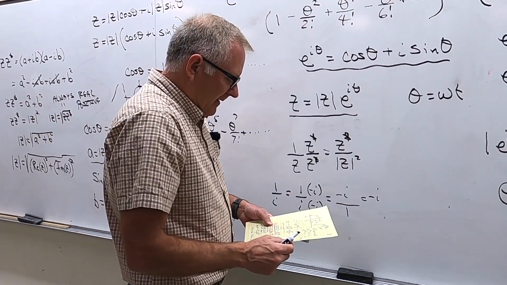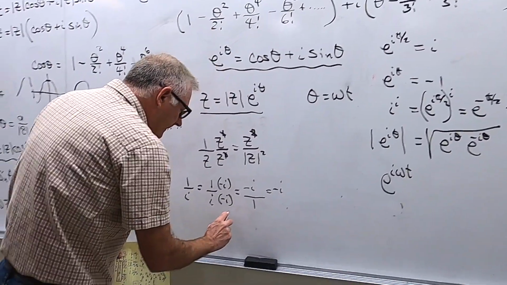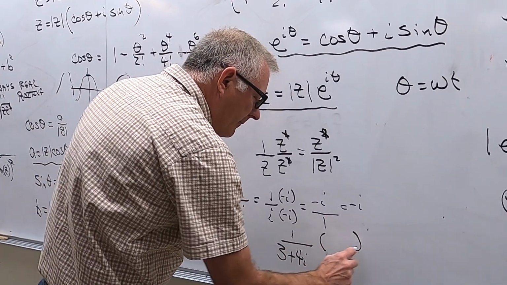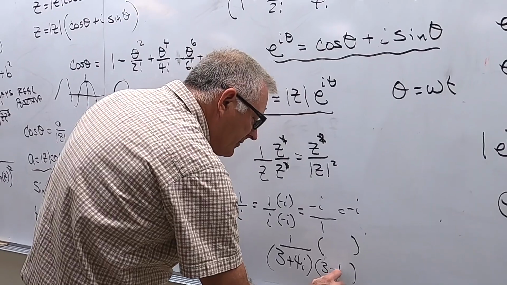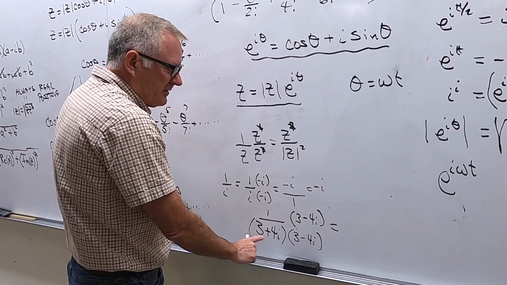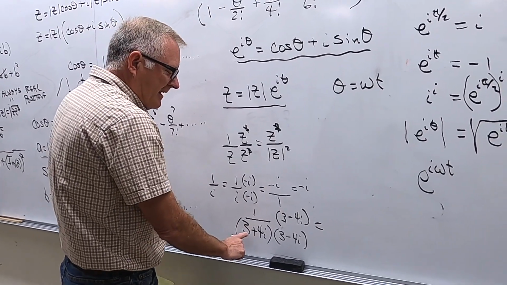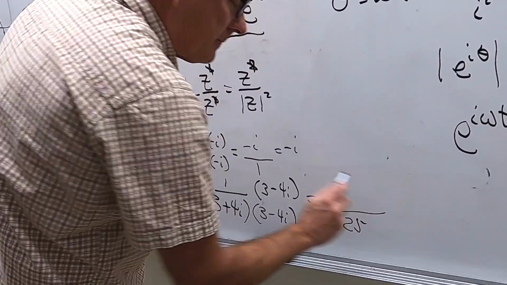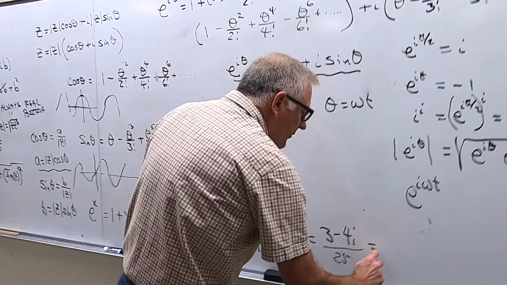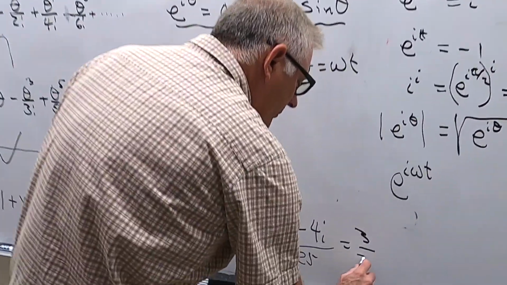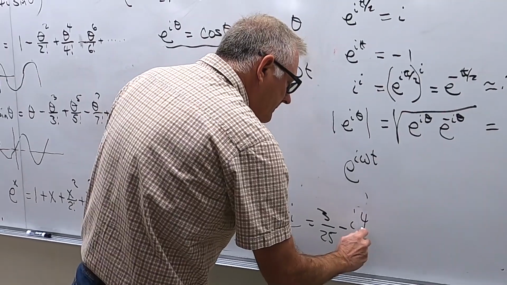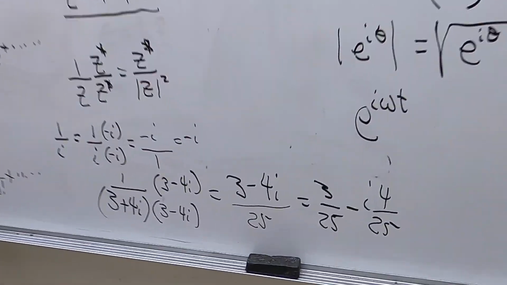What if we had something like 1 all over 3 plus 4i? Again, we would multiply top and bottom by the complex conjugate, which would be 3 minus 4i. The denominator is always the first number squared plus the second number squared. So that's 9 plus 16, which is 25. The numerator would stay as 3 minus 4i, or since I want to write it in the form a plus ib, it'd be 3 over 25 minus i 4 over 25.